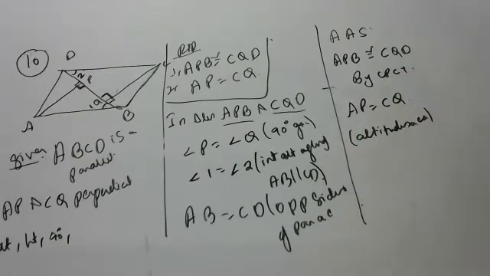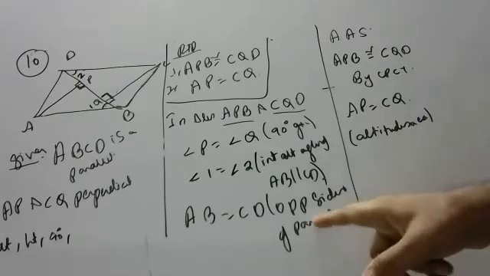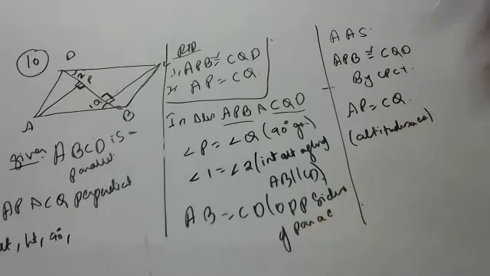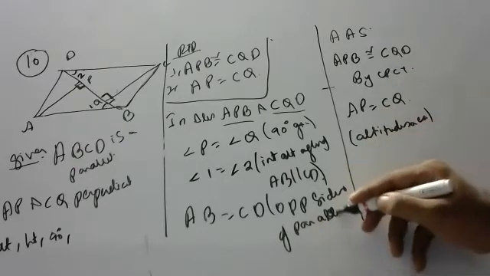Next, children. Sir, we can say that AB is equal to CD as their opposite sides in a parallelogram, no, sir? Yeah, that's what I wrote here. Opposite sides of parallelogram, I wrote, no.